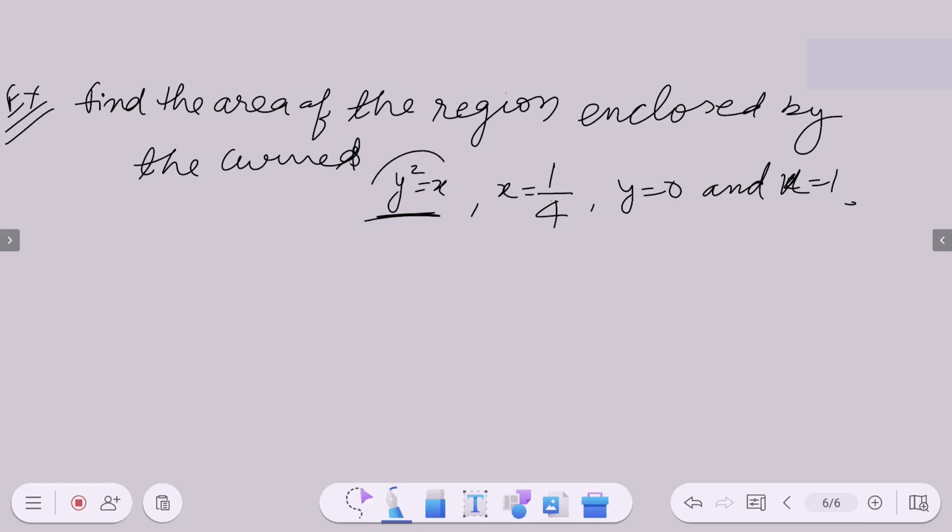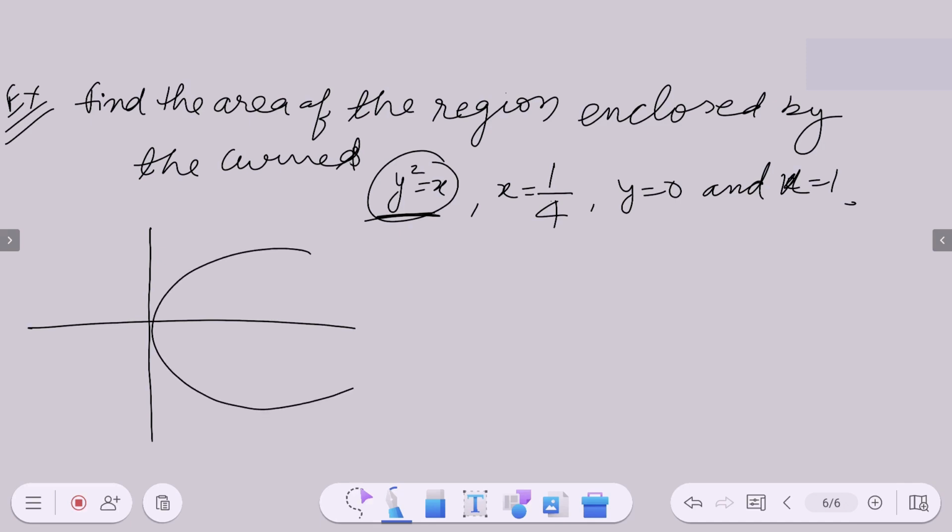Now you know very well this is a parabolic equation. So first you have to draw the parabola, and this is a right-handed parabola. Okay, this is the O point, x-axis, this is x dash axis, y-axis, and this is y dash axis. x is equal to 1 by 4 is what is given. What is this point? It is 1 by 4 comma 0.